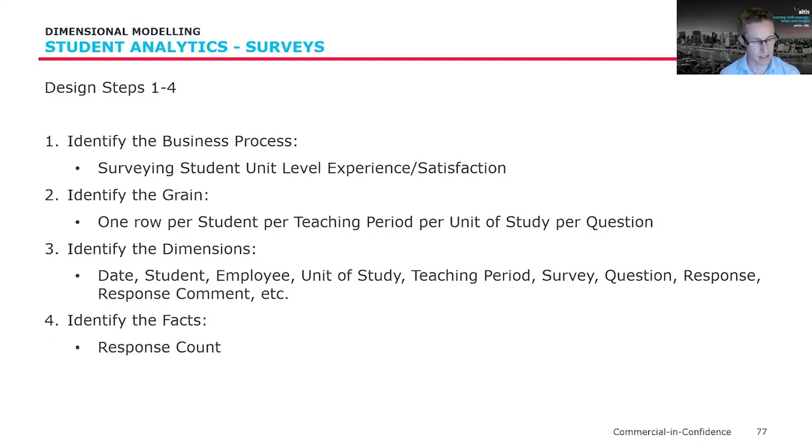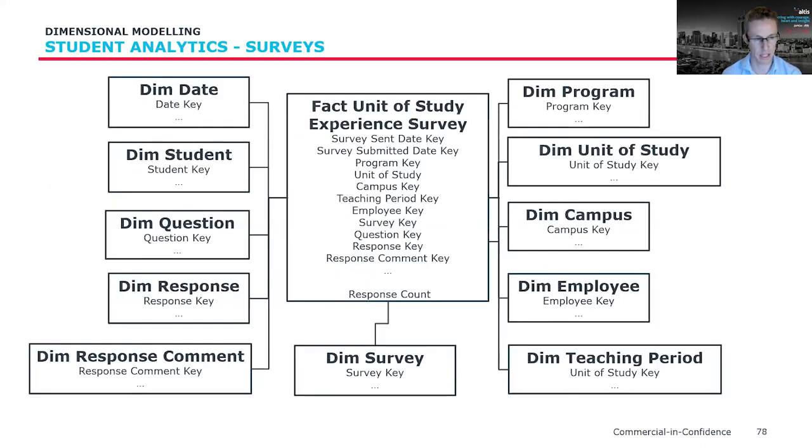In regards to facts, well, response count, you could arguably have this as a factless fact table where we're really only using this fact table to bring the actual response and question together, but you may want to understand which responses were answered or not. And this is what that particular star schema might look like.